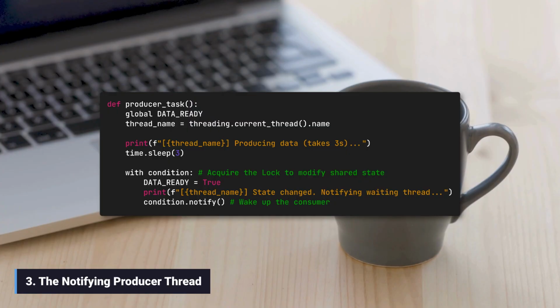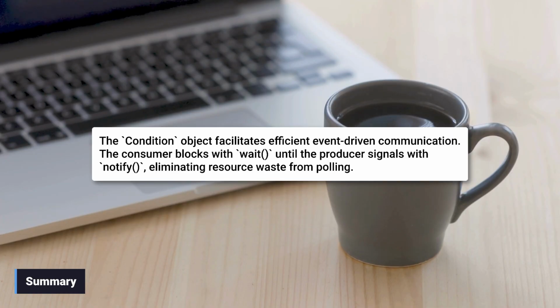The consumer then waits for the producer to exit the with block and release the lock before it can reacquire the lock and continue its execution. To summarize, the wait and notify mechanism is far superior to polling.